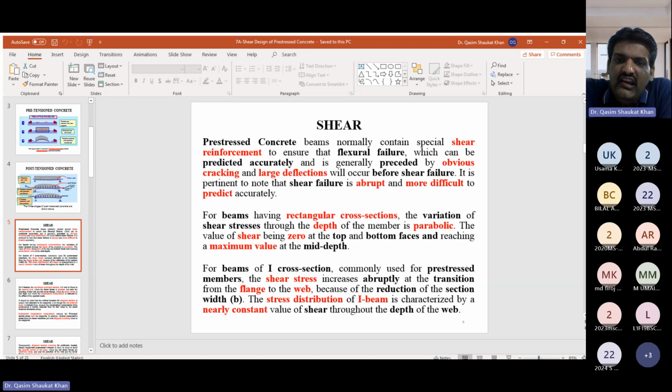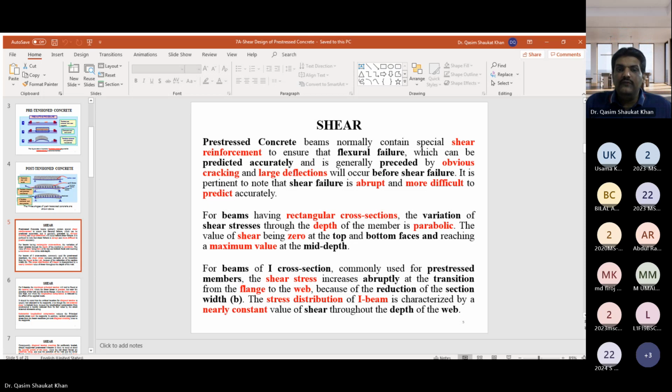In flexure failure, we have under-reinforced and over-reinforced failure, which are mostly preceded by cracking and deflection, so it gives us a warning before the failure. However, the shear failure on the other side is abrupt, and it is more difficult to predict accurately.